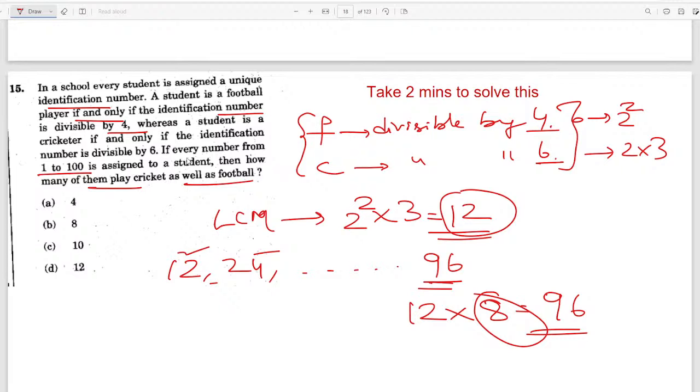So if every number is assigned, how many of them play both? There are 8 people here. I hope this is clear.